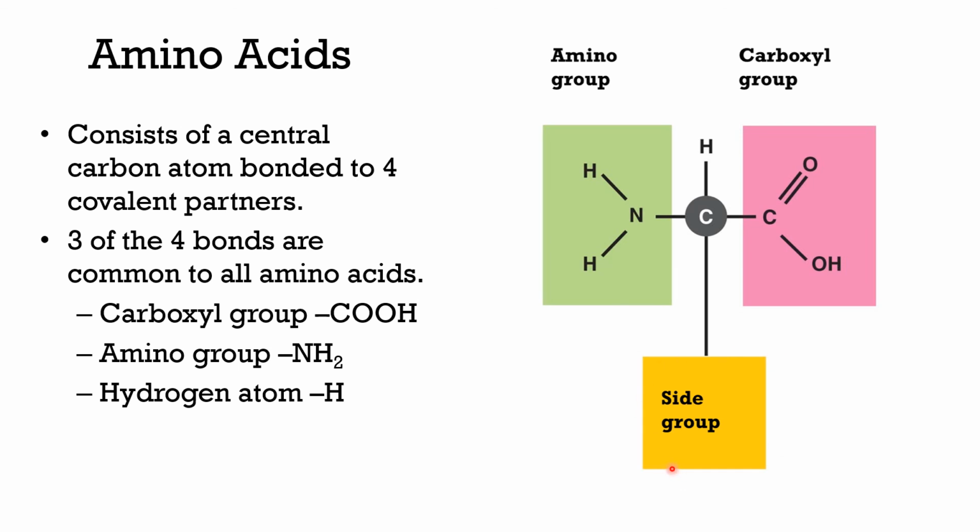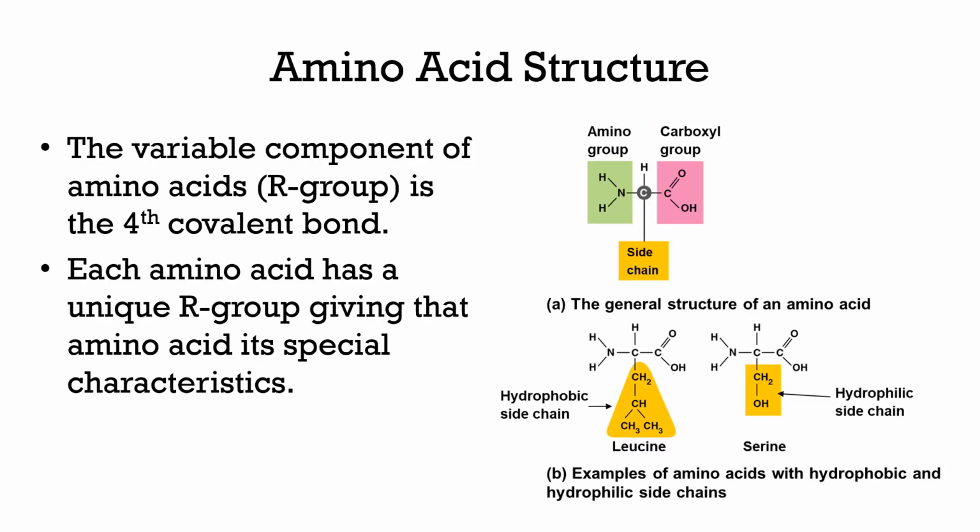That side group is going to determine how that amino acid is going to interact with other chemicals and molecules. Okay, so this side group is going to be really important in determining how that amino acid is going to function. So this is just reiterating what I just said, but that fourth group, that R group or that side chain group, is going to be determining what that amino acid is going to do. Okay, so it's going to have its special characteristics.